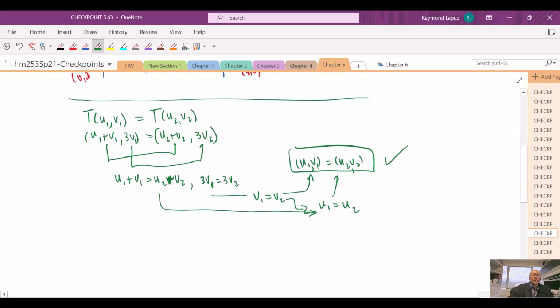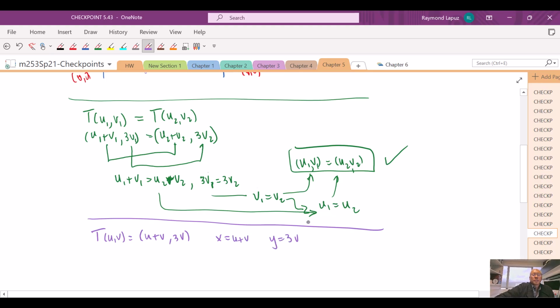The last thing we want is to figure out what T inverse is. So we know that T of u, v is equal to u plus v, comma 3v. Right? So that's our x and our y. They actually did say this: x is equal to u plus v, and then y is equal to 3v. So what we want to do to find the inverse is we essentially want to solve for u and v between these two equations. So from here again, we're going to get v is equal to 1/3 y.